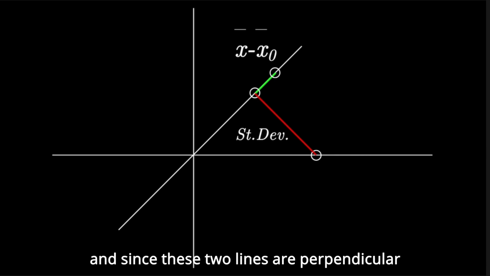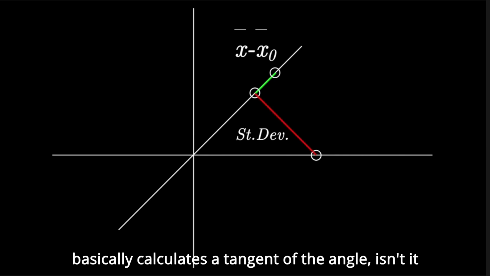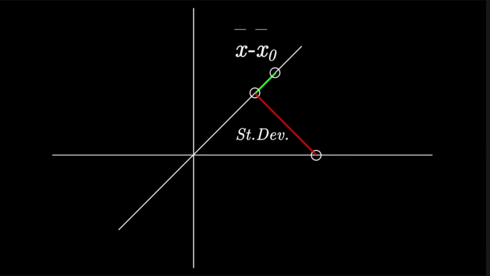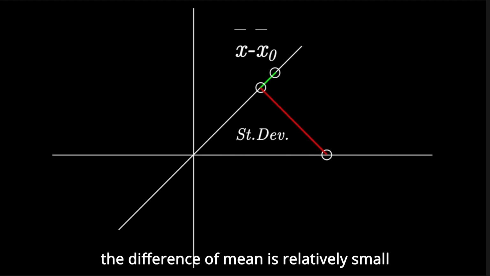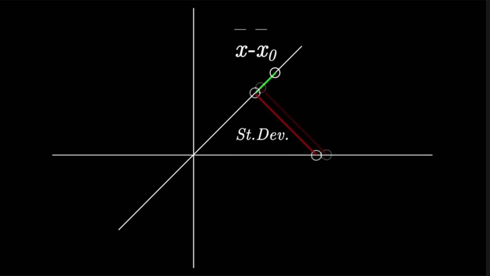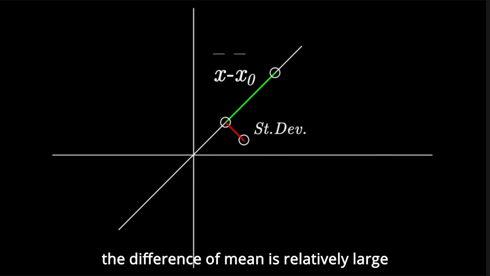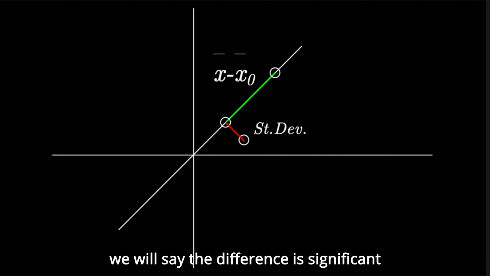And since these two lines are perpendicular, our t-test basically calculates a tangent of the angle, isn't it? And here's the intuition. If it's like this, the difference of mean is relatively small, so we say there's no significant difference. If it's like this, the difference of mean is relatively large. We will say the difference is significant.